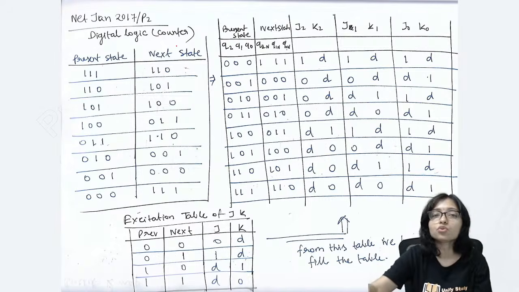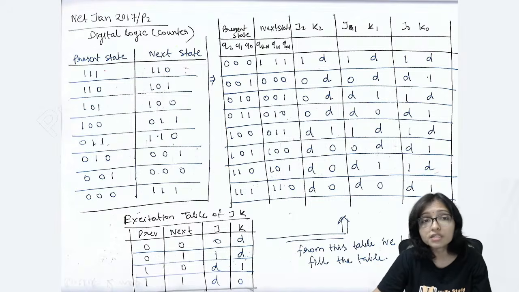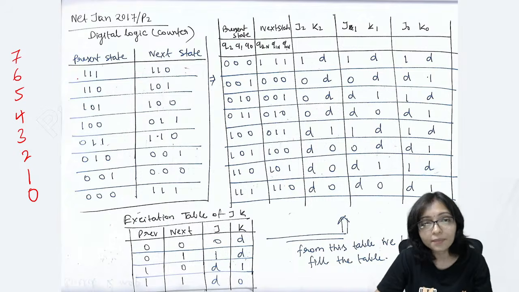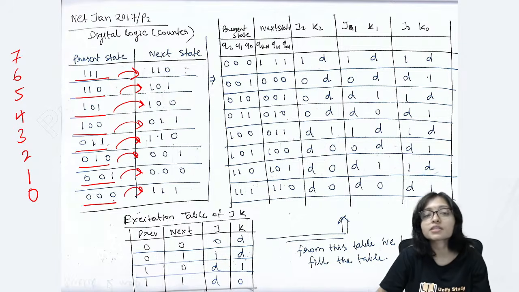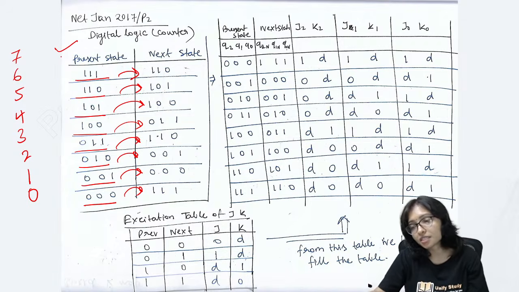When I have to do the down counter, how to do it? Down means, as I told, 7, 6, 5, 4, 3, 2, 1, 0. That's why present state is 7, next state is 6. Present state is 6, next state is 5. Present state is 5, next state is 4. Then 4, 3, 3, 2, 2, 1, 1, 0, 0, 7. You have to prepare the present state and next state first of all.